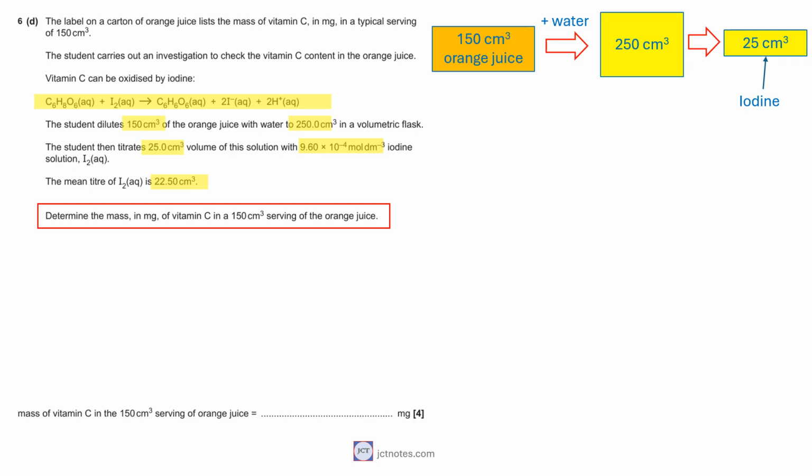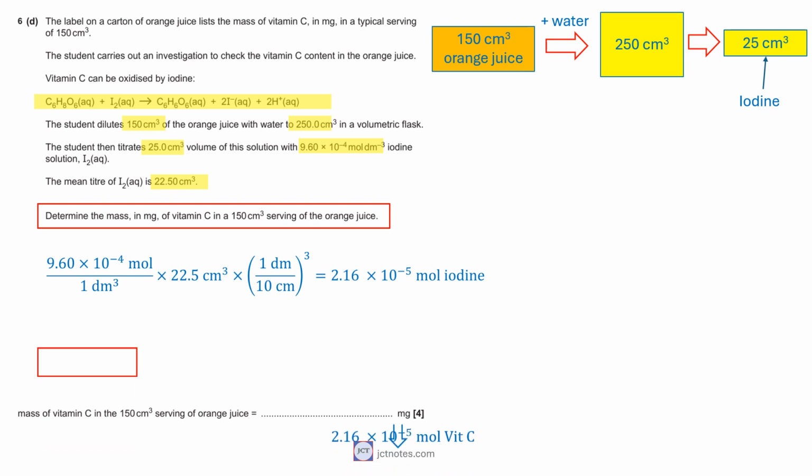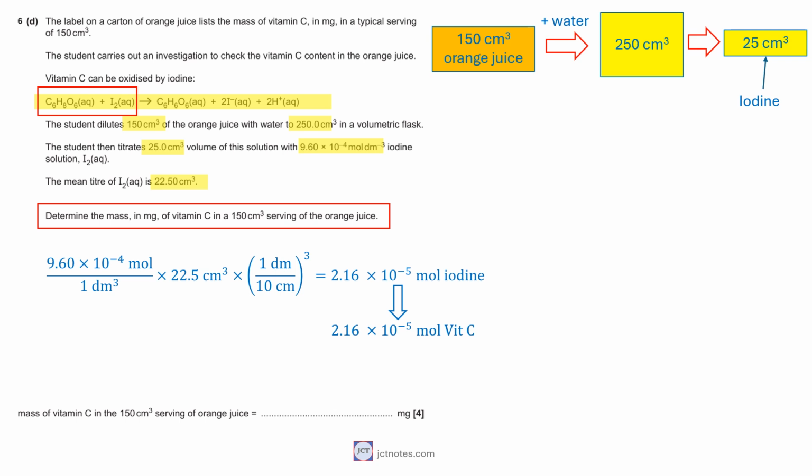With a concentration of 9.6 times 10 to the power of minus 4 moles per cubic decimeter, a volume of 22.5 cubic centimeters gives 2.16 times 10 to the power of minus 5 moles of iodine. The stoichiometry of the reaction indicates that 1 mole of iodine reacts with 1 mole of vitamin C, therefore the student has 2.16 times 10 to the power of minus 5 moles of vitamin C from the 25 cubic centimeters used.